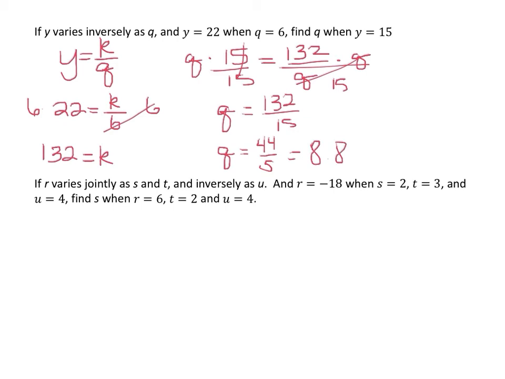The next problem: r varies jointly as s and t and inversely as u. So that's kind of the first thing that we need to set up. How do we write this? R varies jointly as s and t and inversely as u. Right, so there's your jointly as s and t and inversely as u.